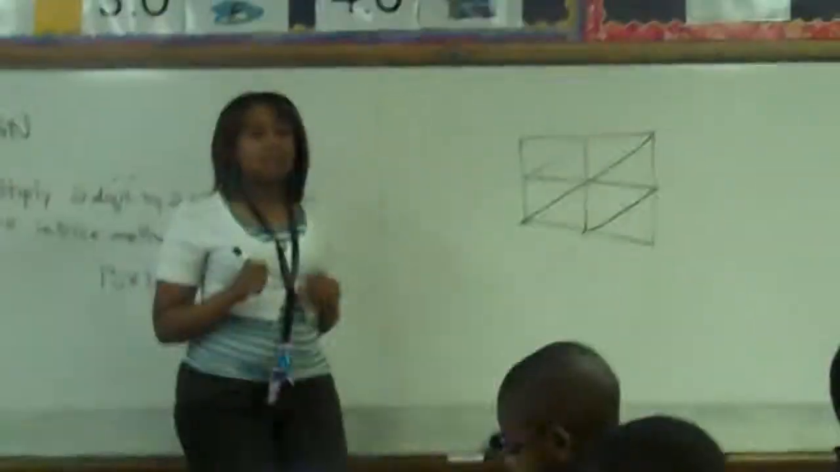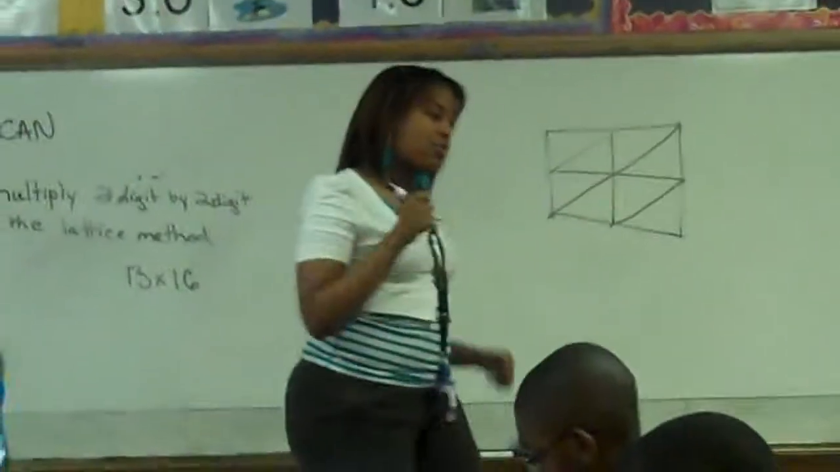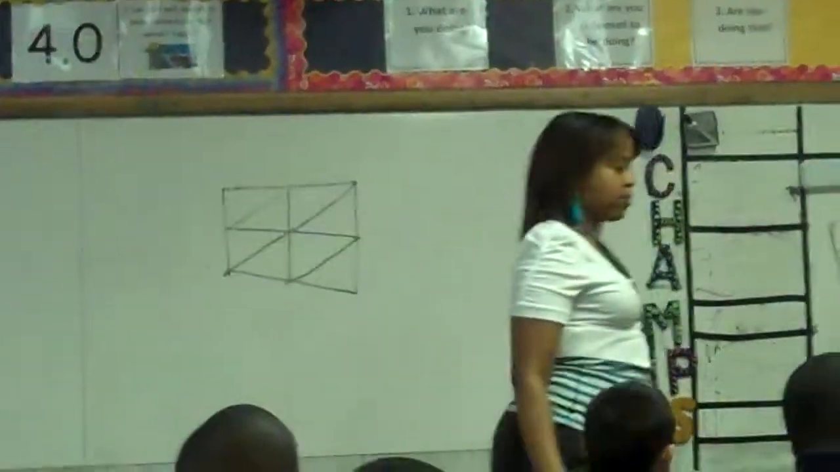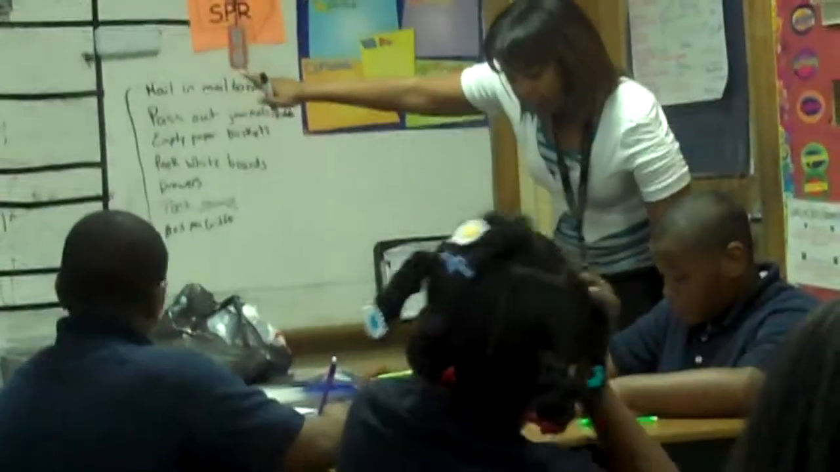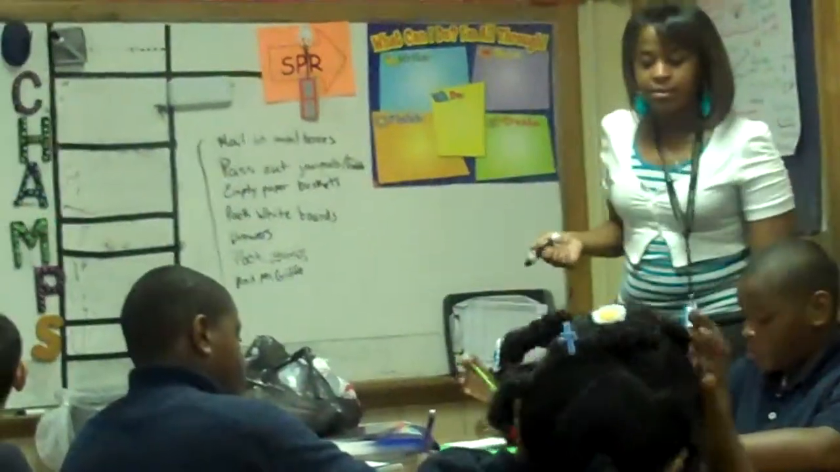Okay? And that's your lattice box. So draw a triangle. Let me see. Good job, Jose. Okay, now notice how my triangle, look how my lines are. They're all going the same direction, okay?